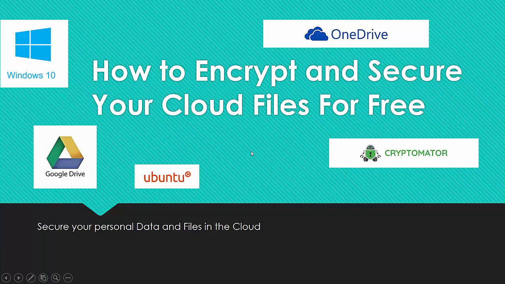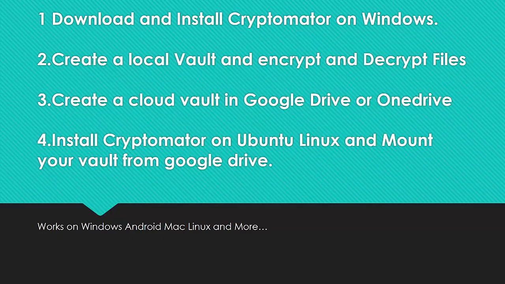This tutorial is broken into 4 sections. The first part where we download and install Cryptomator onto our Windows machine. Then we'll go ahead and create a local vault and do a test encrypt and decrypt of some local files. And then we'll create a vault in Google Drive and do a test encryption and decryption of those files and just show you what the files look like both locally and on Google Drive in encrypted format. You can equally use OneDrive or Box or similar.